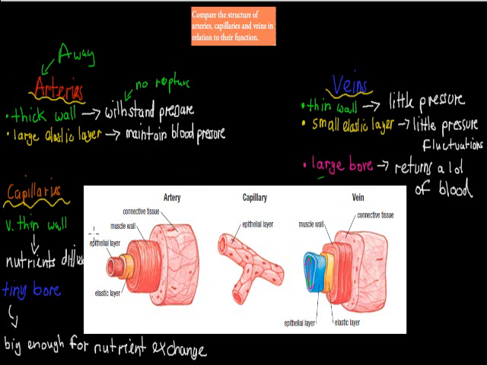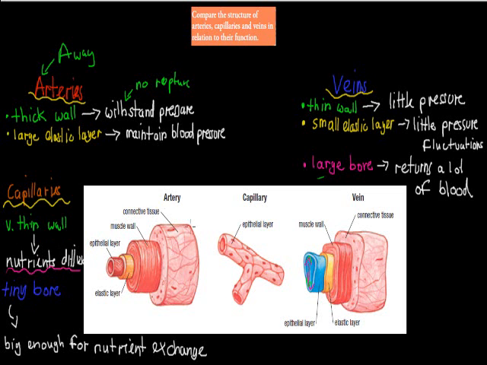Whereas capillaries, they had a very thin wall. And the reason why is that they were attached to all the cells, and you had nutrients that had to diffuse over into cells, and you had to have the waste products diffuse into the blood. If you had very thick walls, that wouldn't be able to happen. Diffusion wouldn't be able to happen. So you have very thin walls.